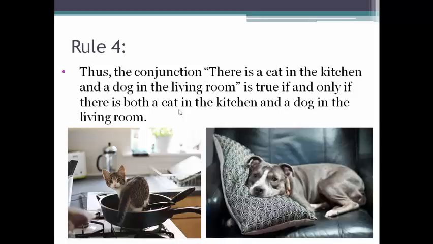So this is the difference between a conjunction and a disjunction. A disjunction would say there is a cat in the kitchen or a dog in the living room. And if either there's a cat in the kitchen or a dog in the living room, then that disjunction is true. But in the case of a conjunction, you need both of the things to obtain in order for the conjunction to be true.